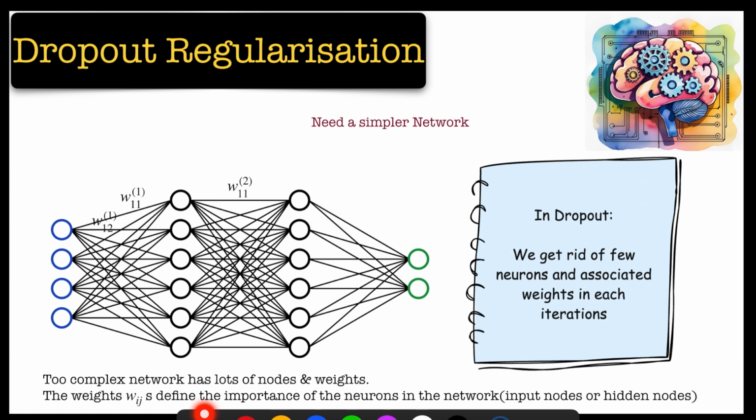Now let's understand what dropout does. This is a complex network. We need a simpler network. In dropout, we get rid of a few neurons and associated weights in each iteration. So what are these weights basically? These weights, let's say these Wij, define the importance of the neurons in the network, either input nodes or hidden nodes. If this weight value is more, that means these nodes are important. If this weight value is less, that means these nodes are not that important. So in dropout, we are removing nodes along with the associated weights in each iteration.